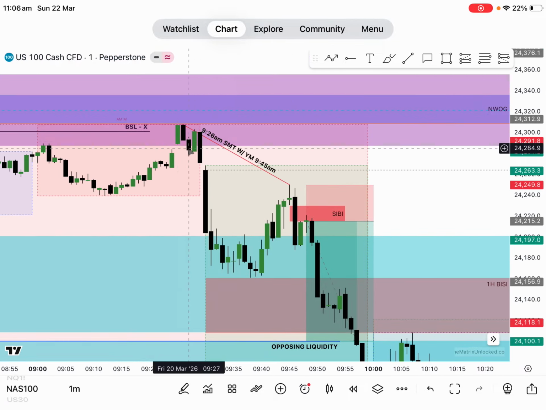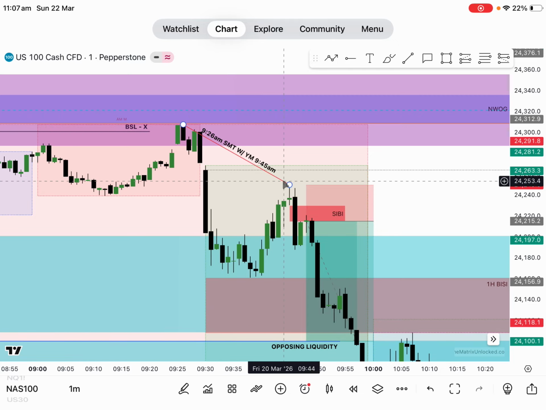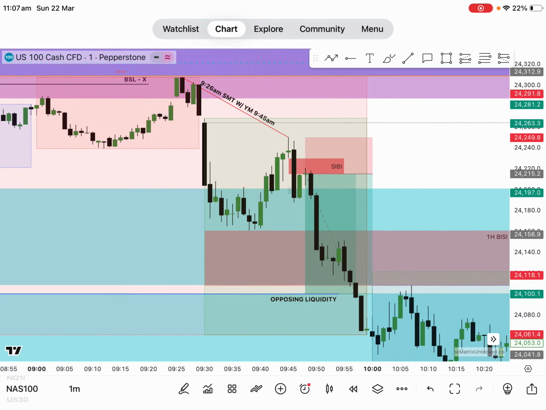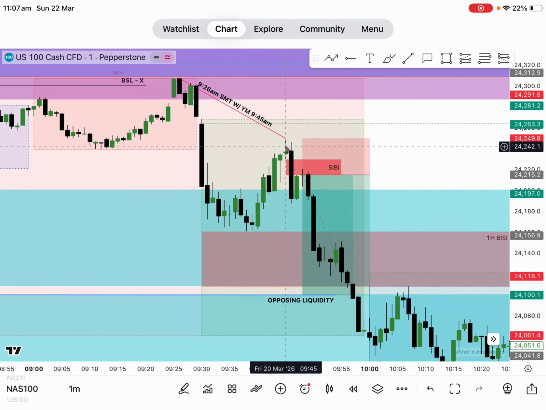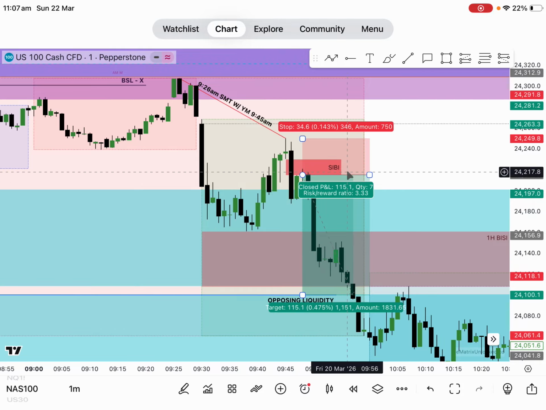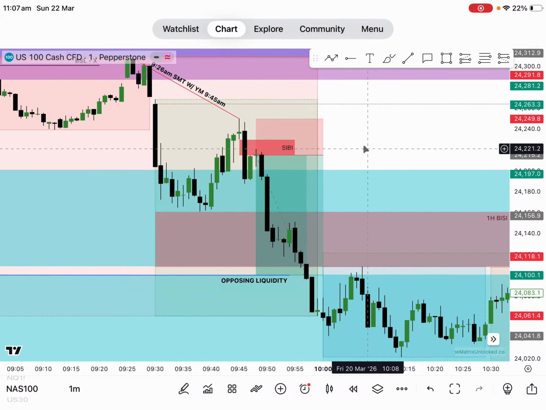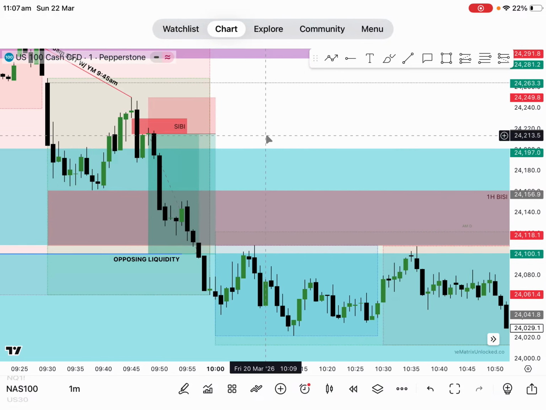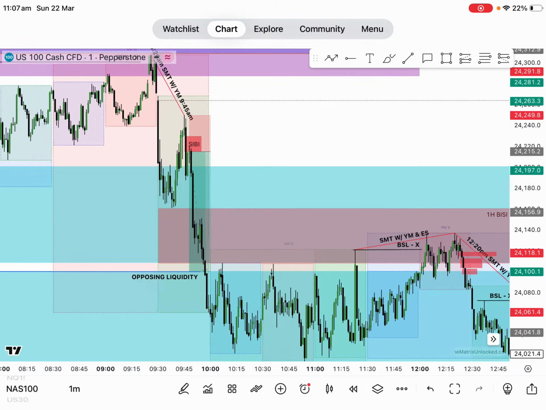Now look, we're not going to enter here. We're going to wait for SMT. We see the SMT here at 9:45. As soon as you see SMT here, wait for the first presented fair value gap as a SIBI, target all the way up, first candle, boom, 3.33. I like the number, 333 risk to reward ratio, guys.